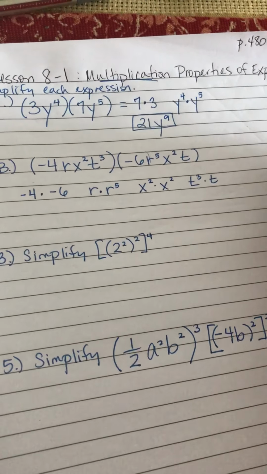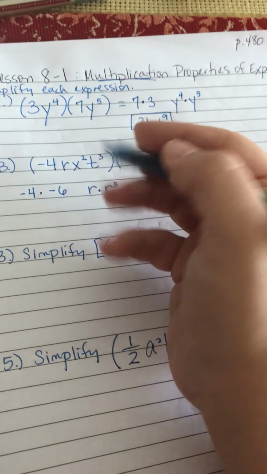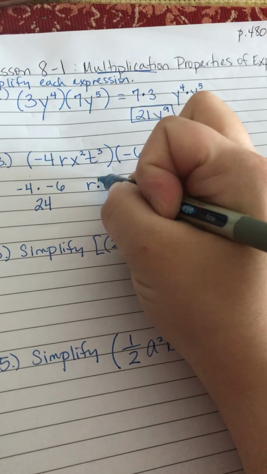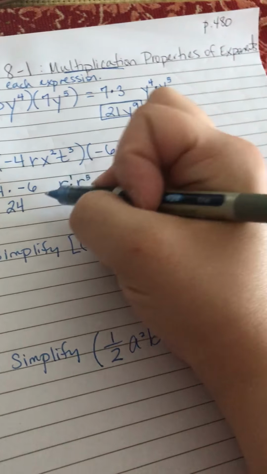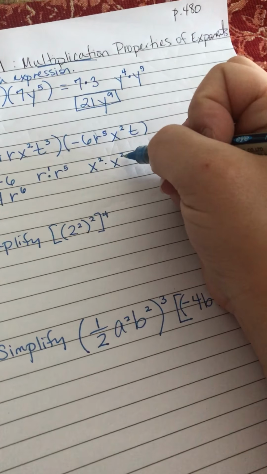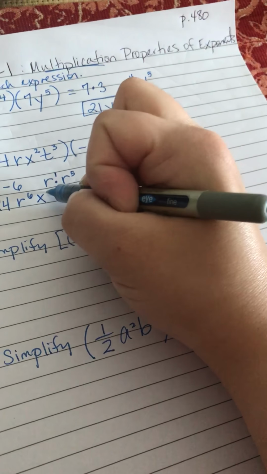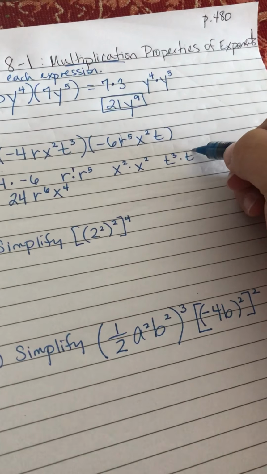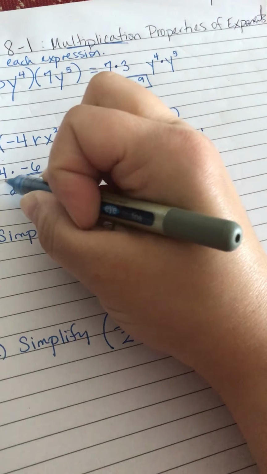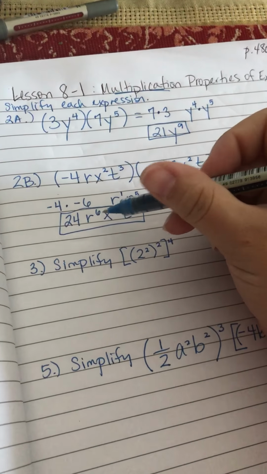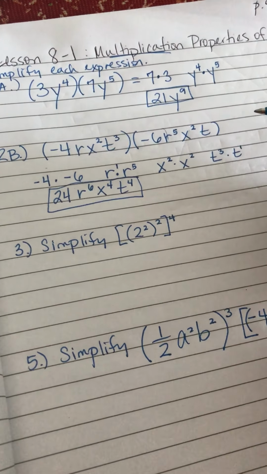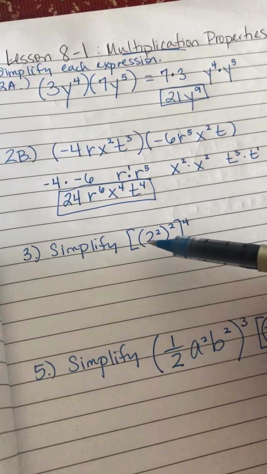So then I'm going to do my multiplying and adding. These are whole numbers, so it's multiplication, which would give me 24. R and r to the 5th: there's one r here, so this is 1 plus 5, which gives me r to the 6th. There's 2 x's and 2 x's, so I have x to the 4th. 3 t's and 1 t gives me t to the 4th. And here again, I am finished because I only have one of each letter, and the number in front is simplified.